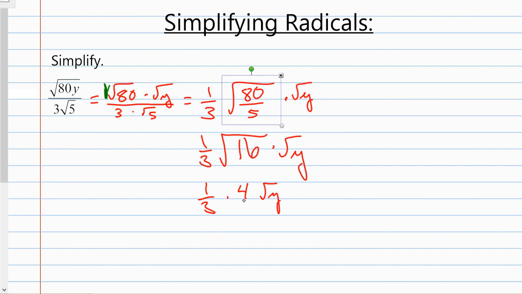And with a quick multiplication of my fractions, I wind up with a 4/3 times the square root of y, which, if you'd like to, you could write as 4 square roots of y all over 3.